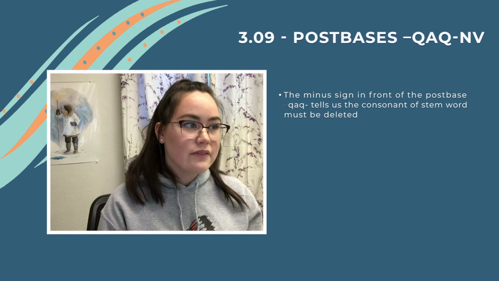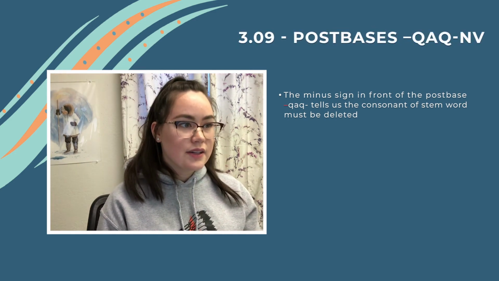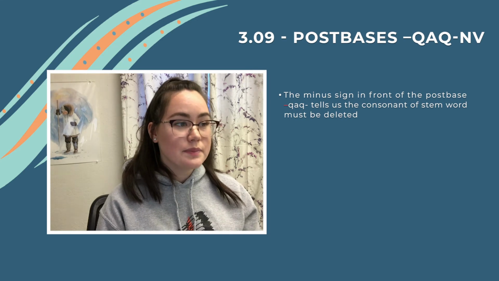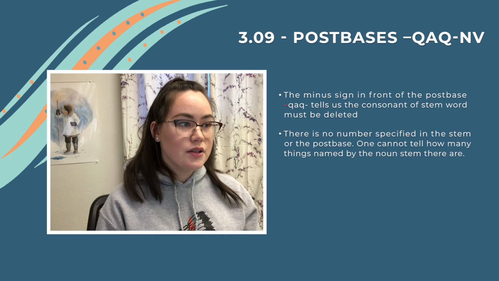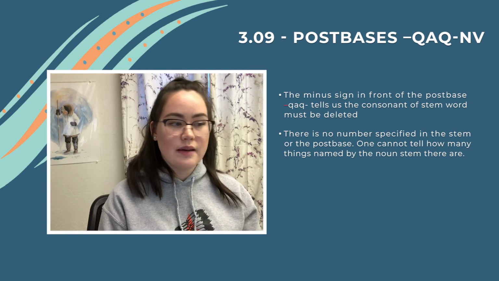More about postbases. The minus sign in front of the postbase kak, highlighted in red, tells us that the final consonant of the stem word must be deleted. There is no number specified in the stem or the postbase. One cannot tell how many things are named by the noun stem.